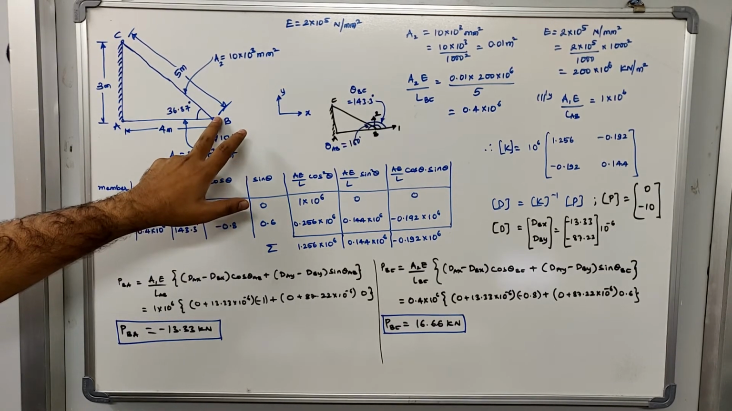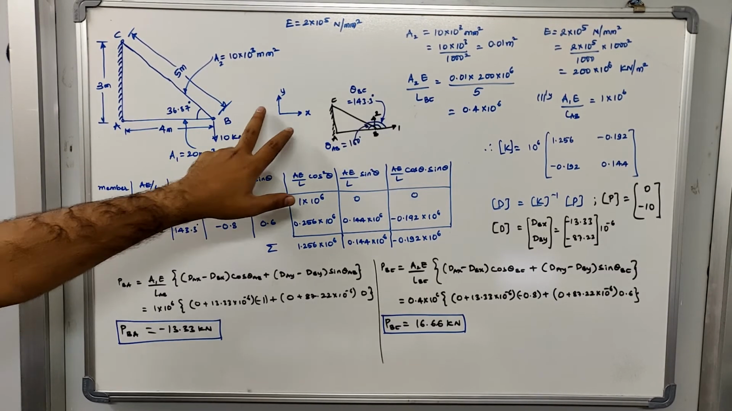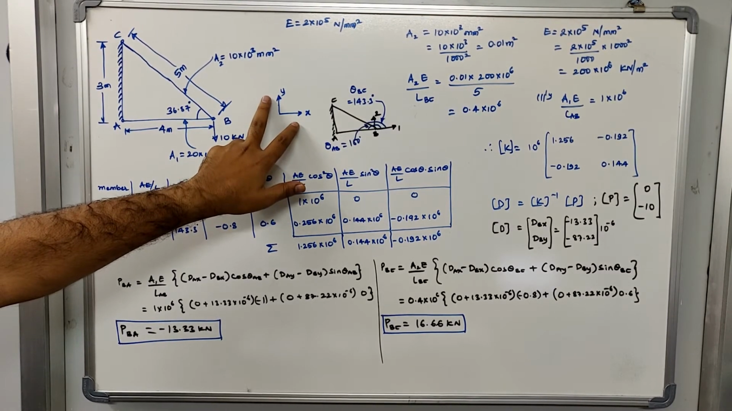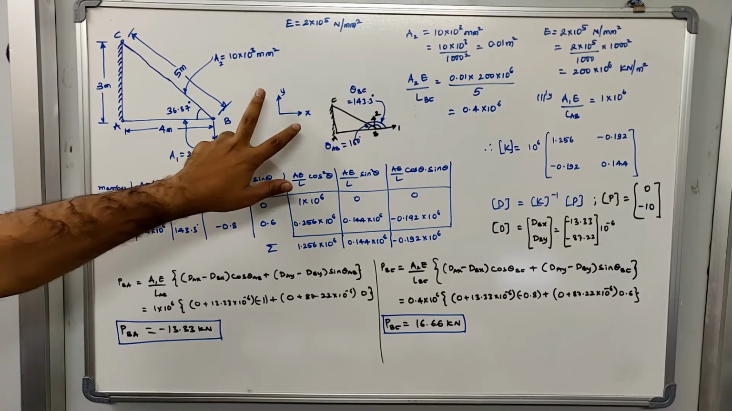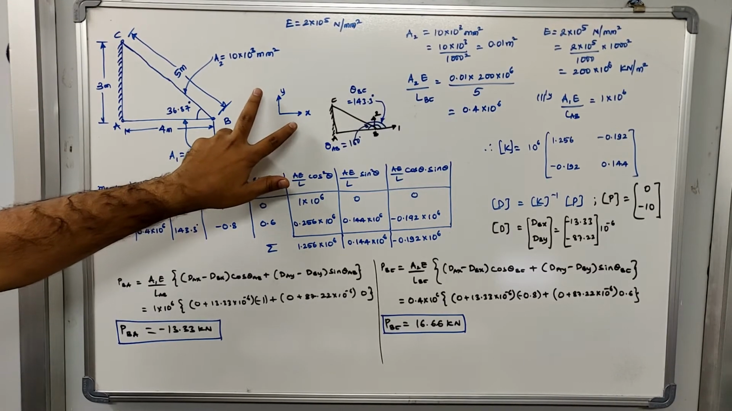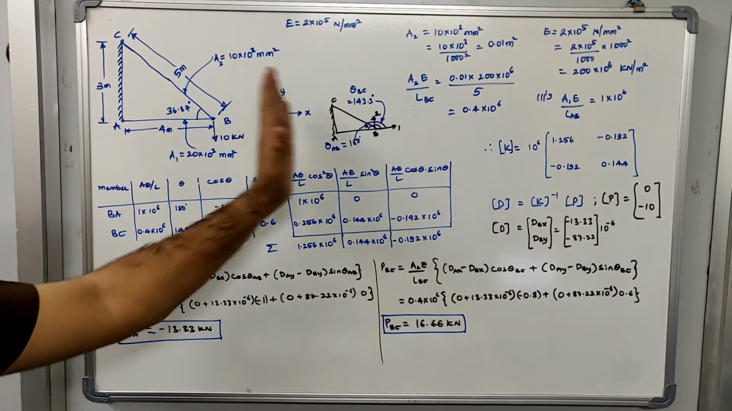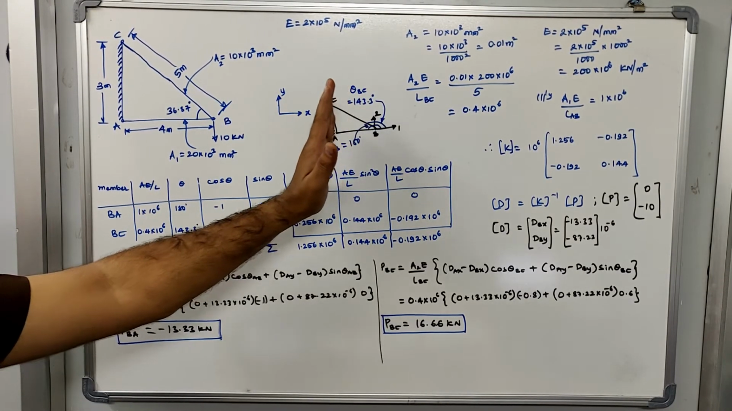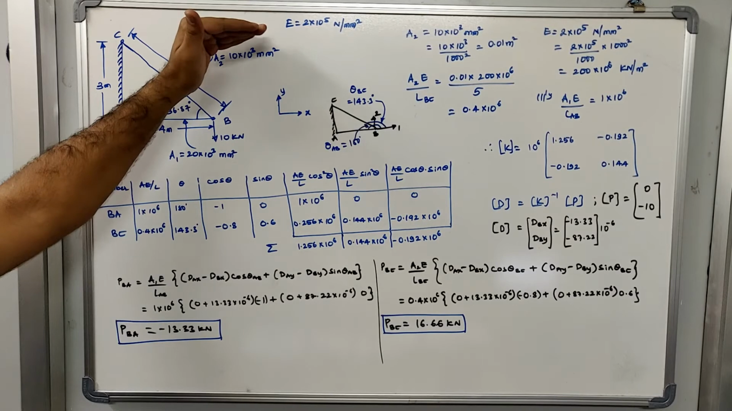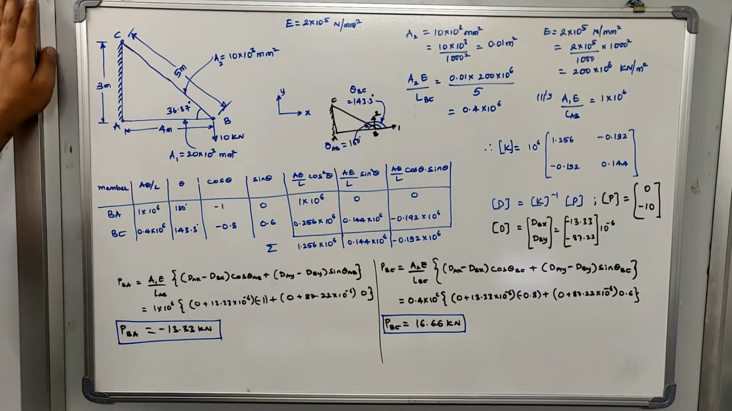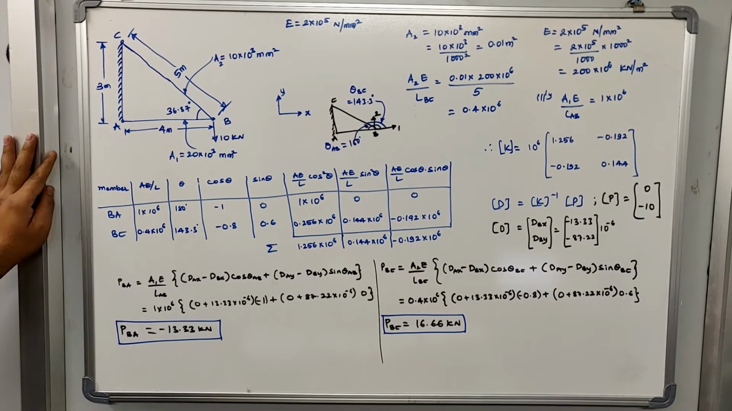Joint B will translate in X direction, and joint B will translate in the Y direction, with respect to the coordinate system that I mentioned in the derivation also. While solving the derivation, I said that this side will be the positive direction, and the upward side will be the positive direction. So these are the coordinate system we have.